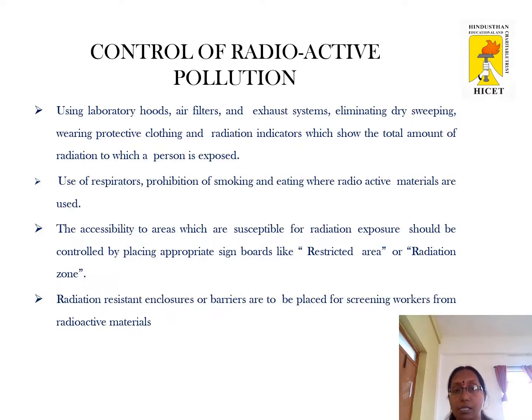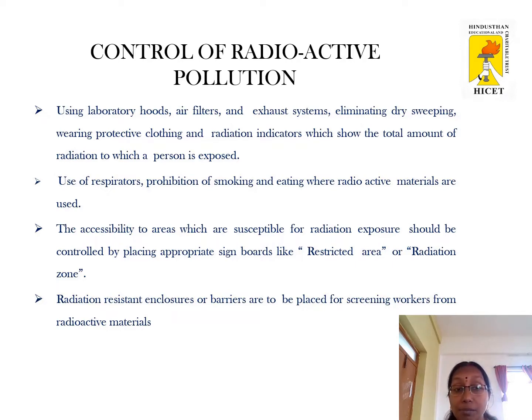The other ways we can control radioactive pollution is that we can use laboratory hoods, air filters, and exhaust systems. We can eliminate dry sweeping, wear protective clothing and radiation indicators. Then we can use respirators, and we have to prohibit smoking and eating where radioactive materials are used.